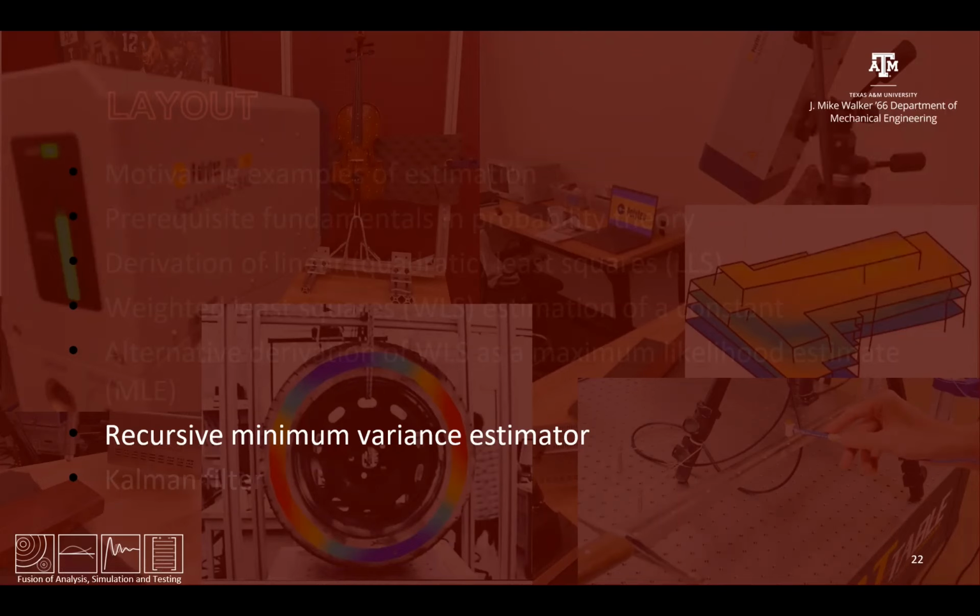Okay, you guys ready? So last time we gave some motivating examples of estimation, optimal estimation, covered some fundamentals rather very quickly in probability theory. And then we derived the linear least squares and the weighted least squares estimators. We talked about the maximum likelihood estimation, MLE, and the maximum a posteriori estimation, MAP, also rather quickly.